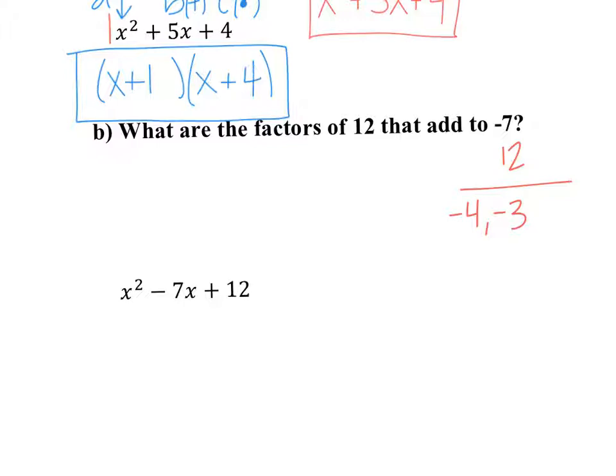All right, so -4 and -3. What else? -4 and -3. What else? 12 and 1. Good, 12 and 1, which means I can have a -12 and a -1. +4 and +3. Anything else? Good, 6 and 2.